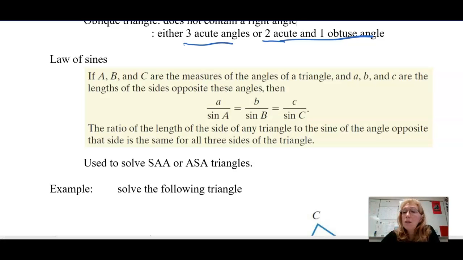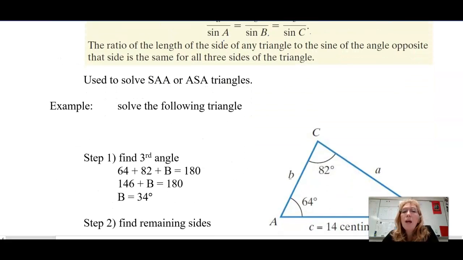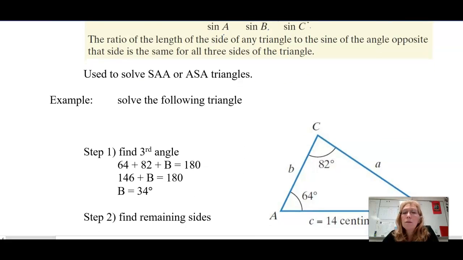Now, your law of sines from geometry, remember, is the side over the sine of the angle, and all of those ratios are equal. You could have used it in the other direction too. You can put sine of A over A, sine of B over B, or sine of C over C. It does not matter because it is a ratio. We're going to use those to solve side angle angle and angle side angle triangles.